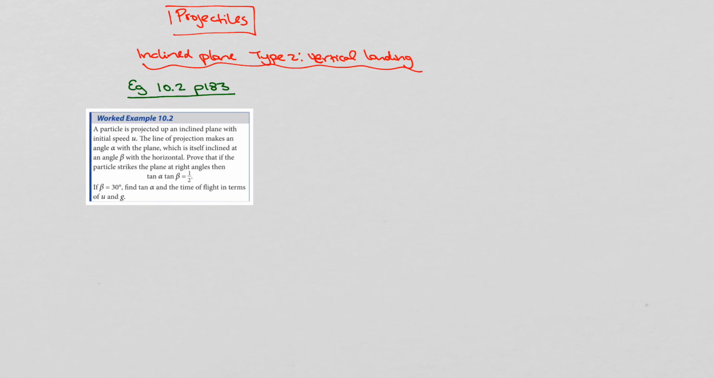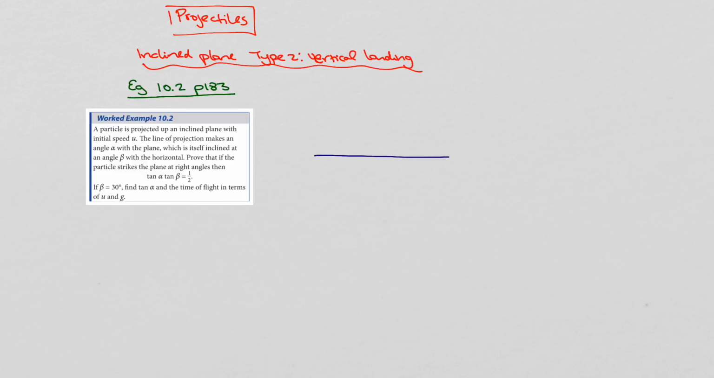Projectiles, inclined plane, type 2, vertical landing. So here we're given a question where we're told that the particle is projected up an inclined plane with an initial speed u, and the line of projection makes an angle alpha with the plane, which is itself inclined at an angle of beta with the horizontal.